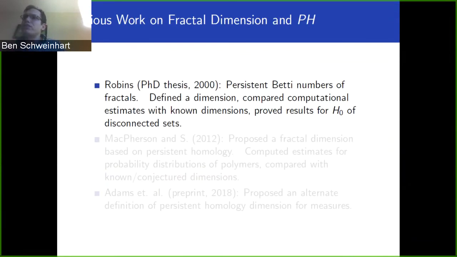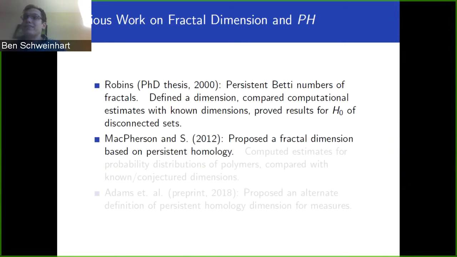She also proved some results for the H0 of disconnected sets, and I believe some upper bounds for Hn-1 of subsets of n-dimensional Euclidean space. So this is, I believe, the first paper on persistent homology. Correct me if I'm wrong about that. But already it was seen that there's this interesting relationship between fractal dimension and persistent homology.